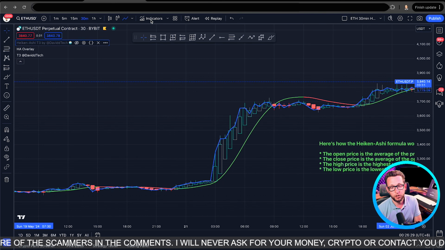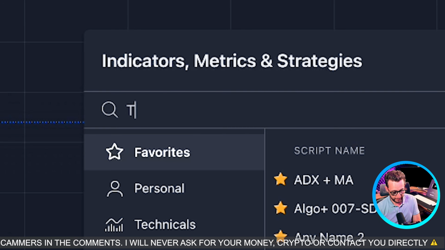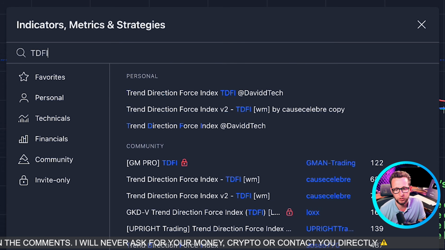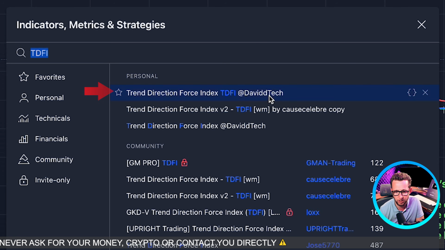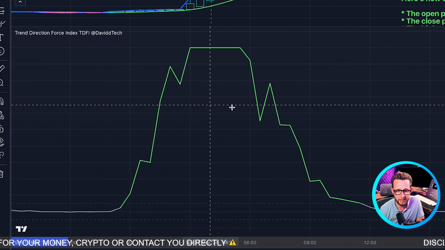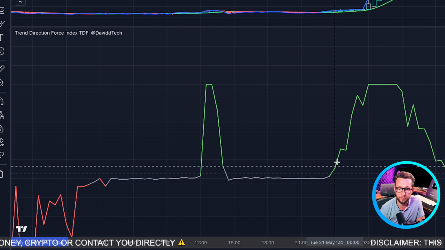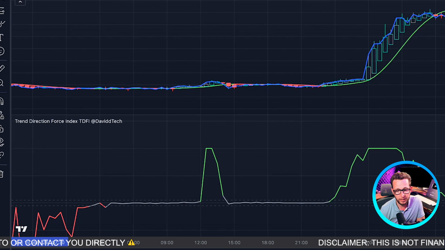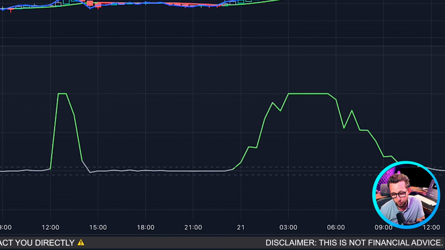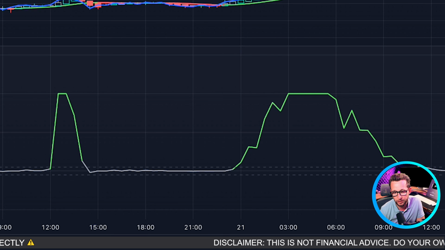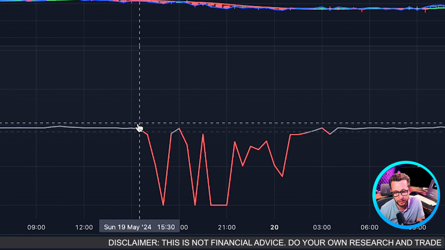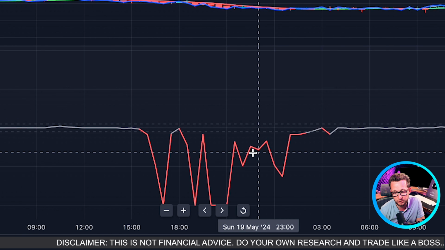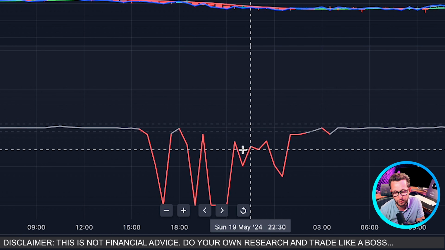Okay, for our volume indicator, we're going to be using the TDFI, which is the Trade Direction Force Index, here by David Tech. We're going to add that to our chart. Now it's very, very simple. This indicator gives us confirmation for volume. So when price goes over the green section here, we're actually going to be looking for longs, and it's just going to confirm our longs. When we're looking for a short, we're going to confirm our shorts when the TDFI is in the red zone here.